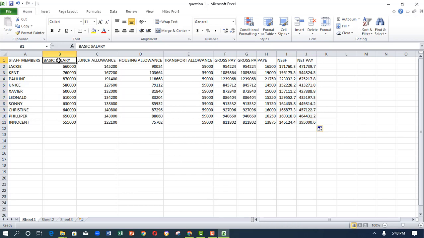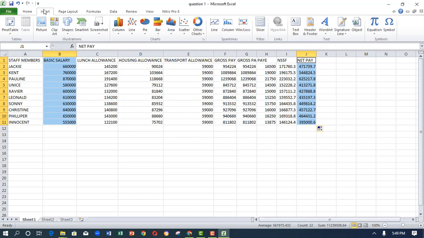So what you do when you want to select 2 columns, 2 different columns, you select the first column, like here I'm going to select the basic salary, then go on your keyboard, press the Control button, don't release it, and then select the net pay also. Then after that you can release your Control button. The next step is you click on insert. Remember they have told us to plot a line graph. Click on insert, you come where you see the word line.